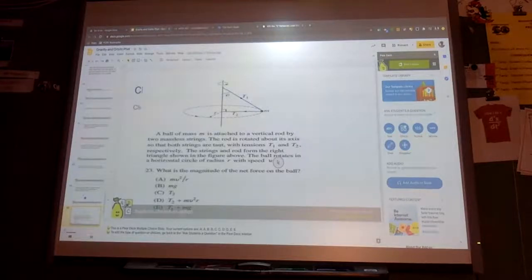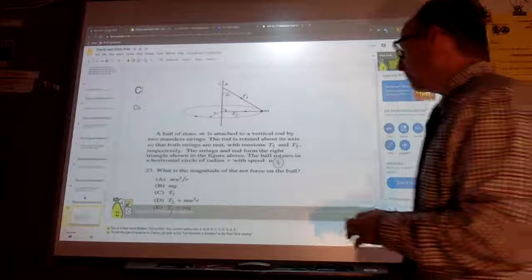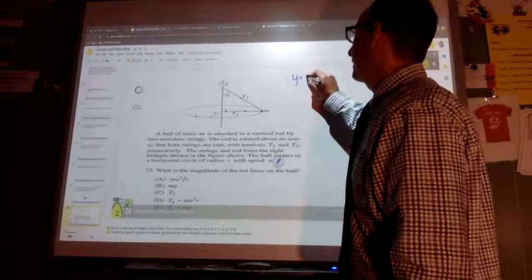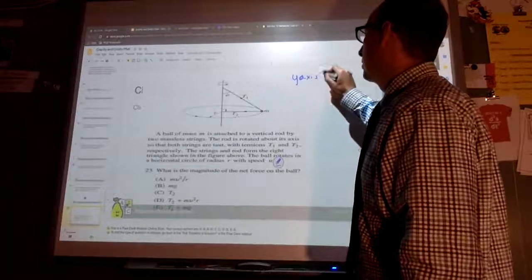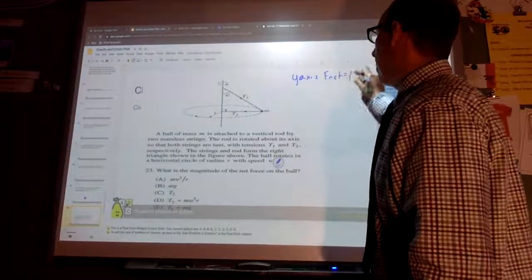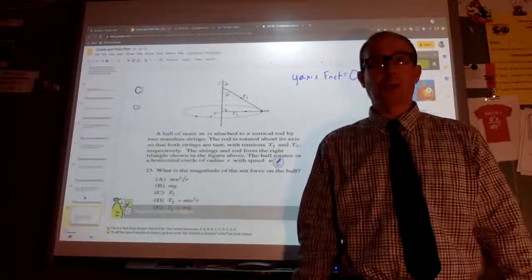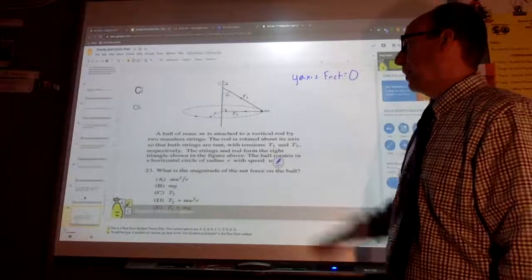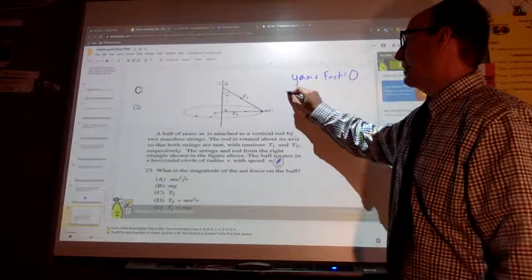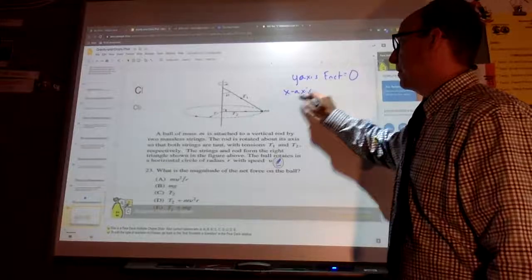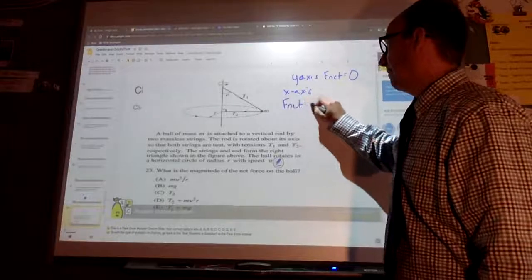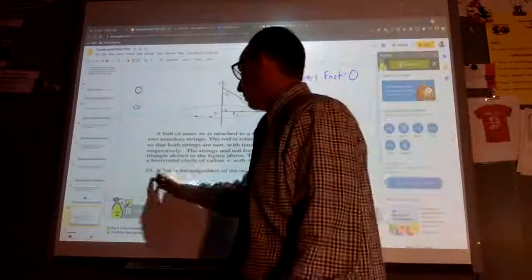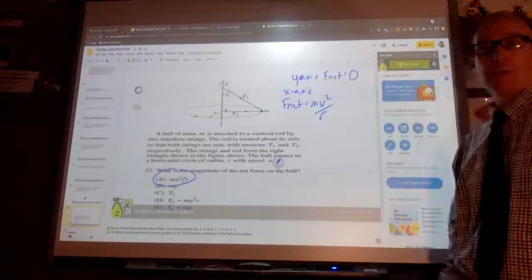So as this ball goes with this constant speed around, in the y-axis, F net is 0. So part of T1 is going up and mg is going down. In the x-axis, it is F net equals mv squared over r. So we have 0 plus mv squared over r, which would just be mv squared over r.